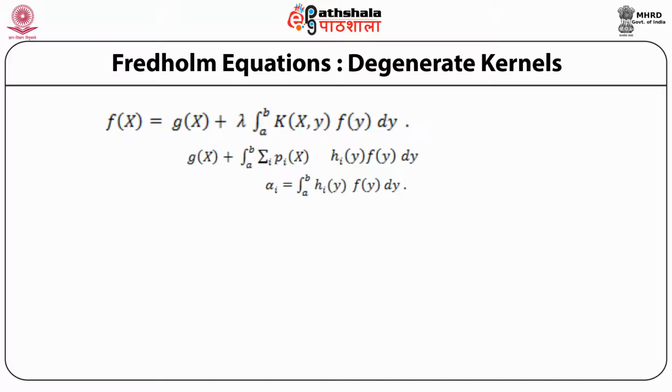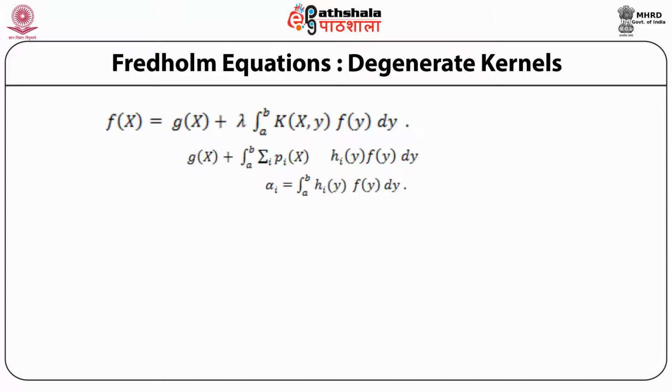The kernel K is written as a sum of products, sigma over i of a function p_i, which is a function of x alone, multiplied by a function of y alone, which is h_i, into of course the function f(y) dy. Let alpha_i be equal to integral a to b h_i(y) f(y) dy. So we integrate out over y. Remember that the functions p_i are functions of x only, so we can do the integration over y.